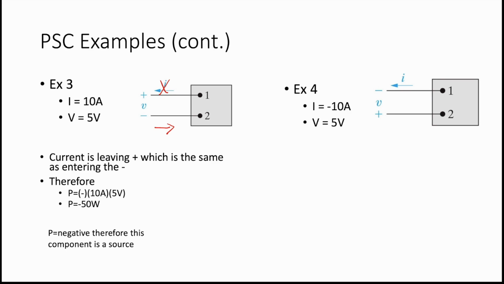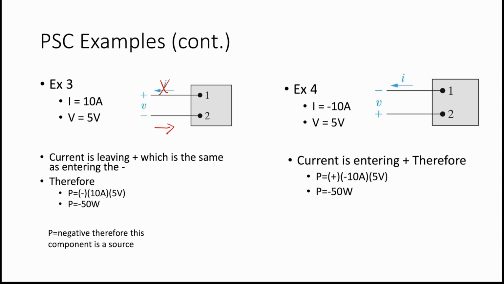So the current enters the positive node. So we put a plus in front of the equation. Our current is negative 10 amps, and our voltage is 5 volts, which gives us negative 50 watts. So once again, our component is a source.